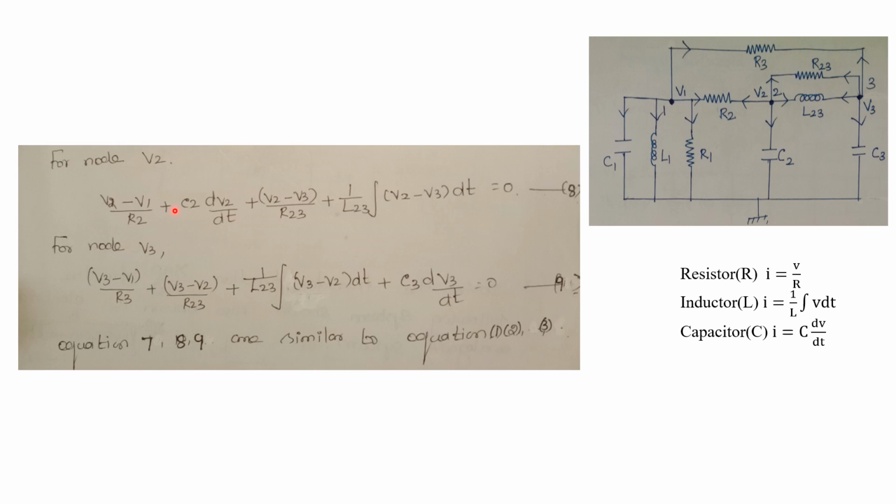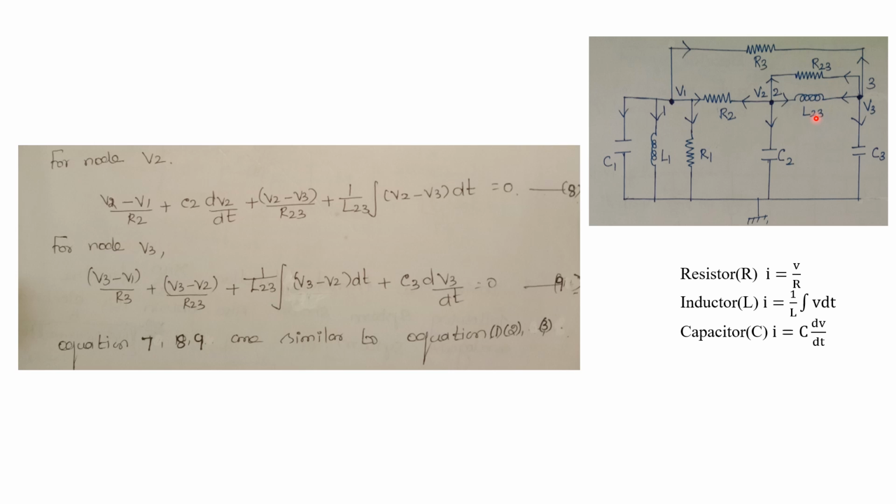So here C2 into dV2 by dt, because C2 is connected between V2 as well as 0 volt, that is ground. So V2 minus 0 will be V2, divided by dt. The next element will be this R23. For R23, what will be the difference in voltage? V2 minus V3 divided by R23.